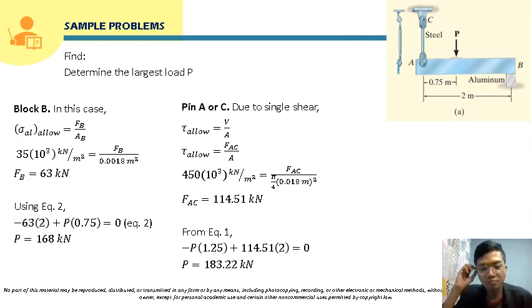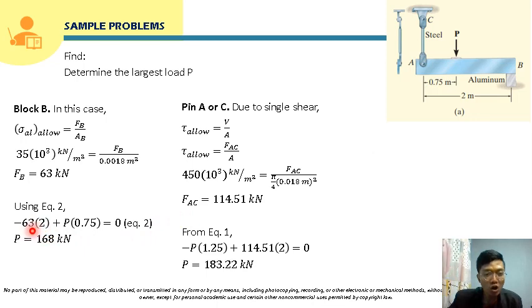Okay, so from all the values of P that we solved, the largest load P that the member AB can carry should be the smallest value. The explanation for this is, let's say the smallest value here is 168 kilonewton. If this is the smallest value, it passed the requirement that it should not exceed the allowable normal stress for the aluminum block.